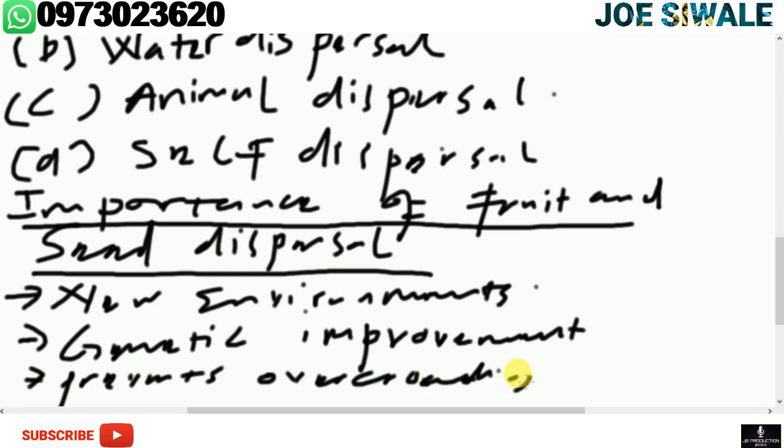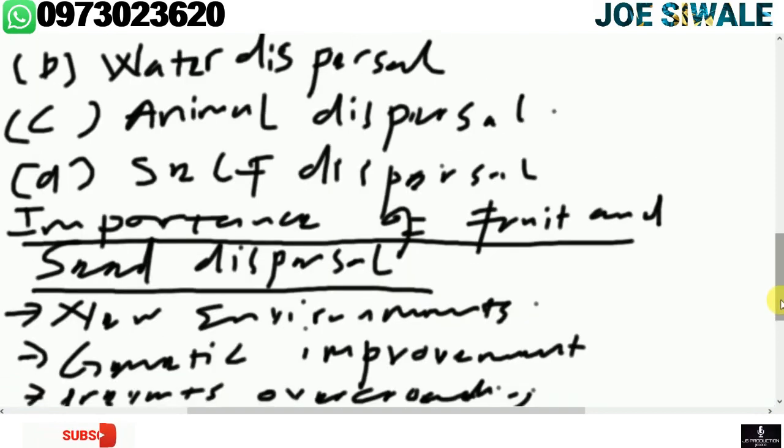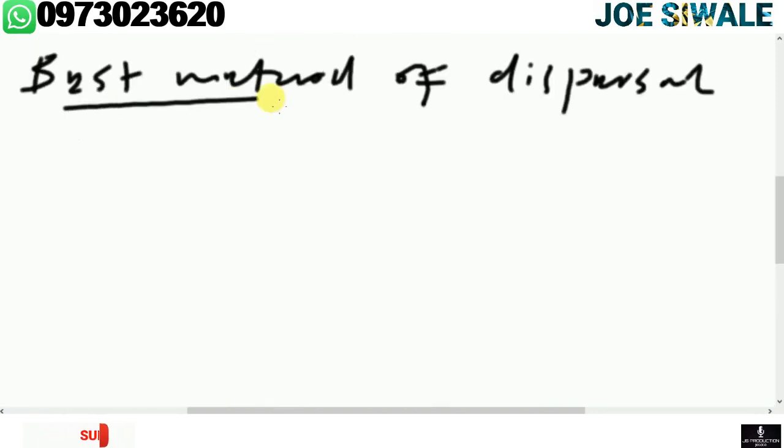And the other importance is that the spread of diseases is also checked since plants are far apart from each other. So those are some of the importance of fruit and seed dispersal. Let us look at the best method of dispersal. So the best method of dispersal is described as animal dispersal.